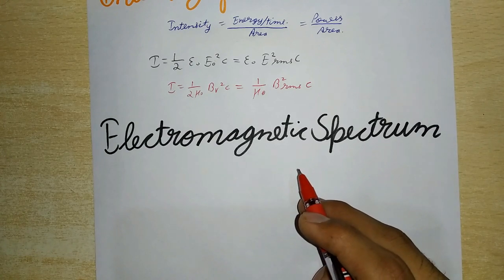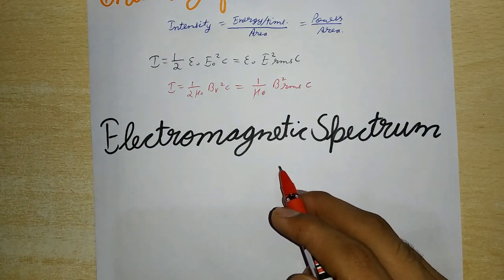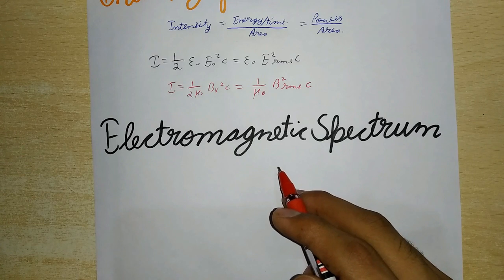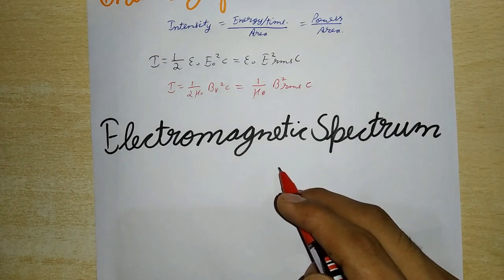Now next, this is the last topic of this chapter, electromagnetic spectrum. The orderly distribution of electromagnetic waves in accordance with their wavelength or frequency into distinct groups having widely differing properties is called electromagnetic spectrum.